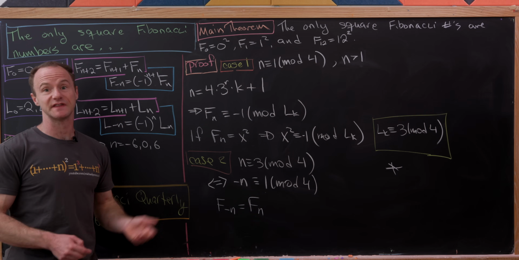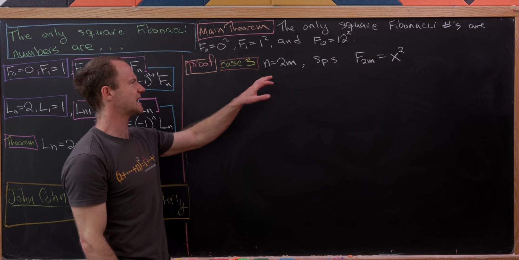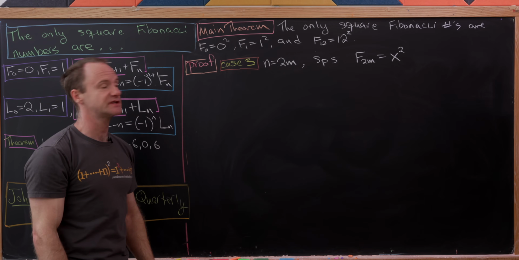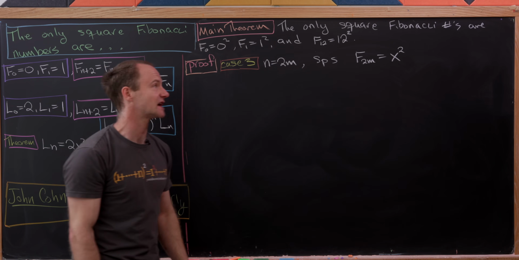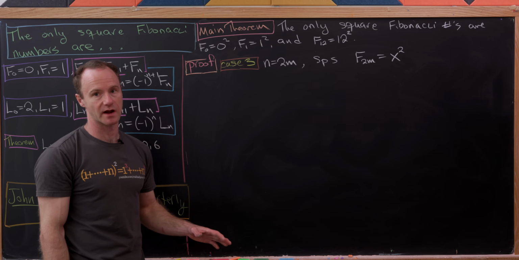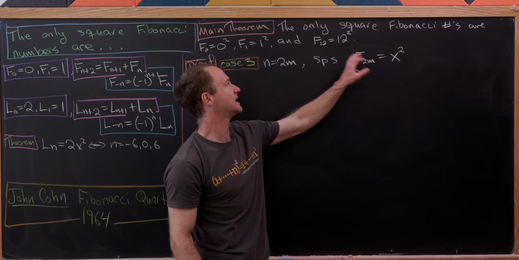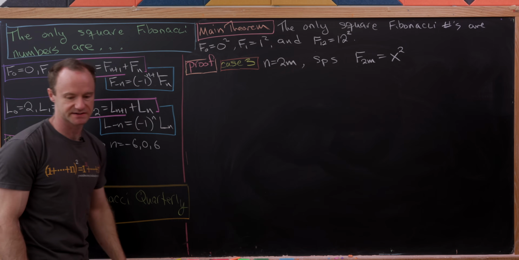Okay, so now let's look at the even case. Okay, so now for our third case, and this is the case when we've got an even index. So I'll write that index as 2 times m. And so we want to suppose that f sub 2 times m is equal to x squared, and essentially show that the only possible value for m is 6, giving us this f sub 12 case.